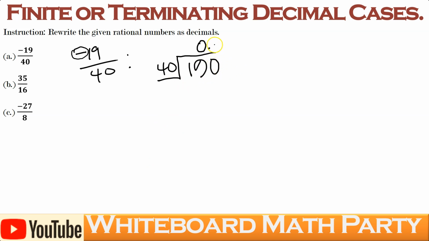4 times 4 is 16. So first of all, we have 4 because 4 multiplied by 40 is 160. When we subtract this 160 from 190, we arrive at the number 30. Now the division continues because we have not finished.